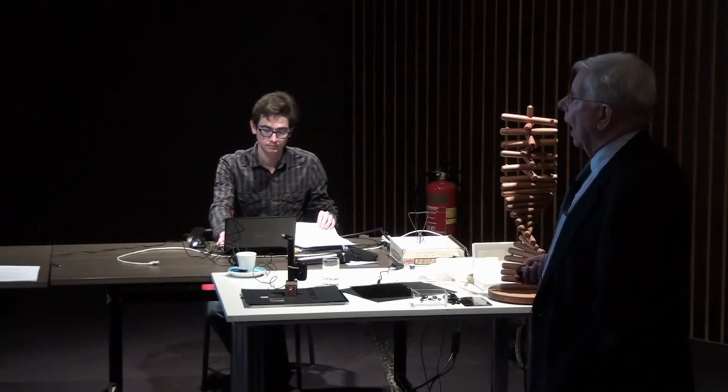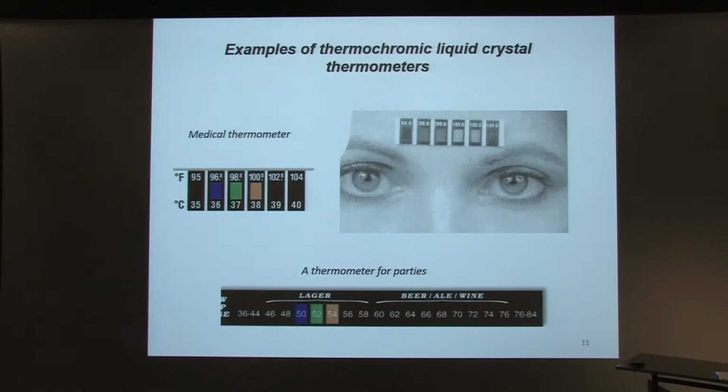So have the next. And so this is the origin of the liquid crystal thermometers, which you may well have seen in different circumstances. This is a thermometer for parties. It's got a wine region and a lager region. This is a more serious application. And I'm going to pass this round. It's a very simple example, a nice example. It's a room temperature thermometer. You can play with it yourself.